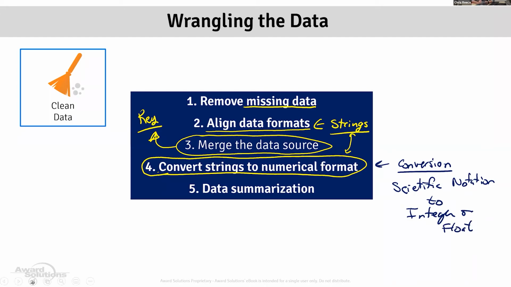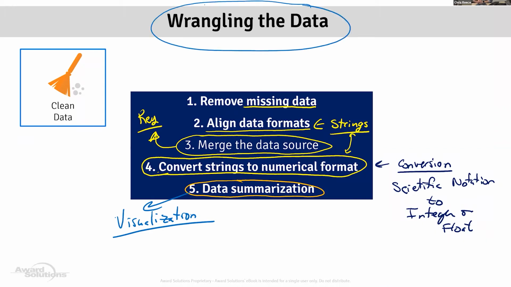And then lastly, we need to do some form of data summarization. And really what data summarization is all about is some type of small, simple data visualization to make sure we understand what's going on with this data. So this is the process of wrangling our data. Let's go through and look at a couple of examples in graphical form before we actually go through this in an example using real data.